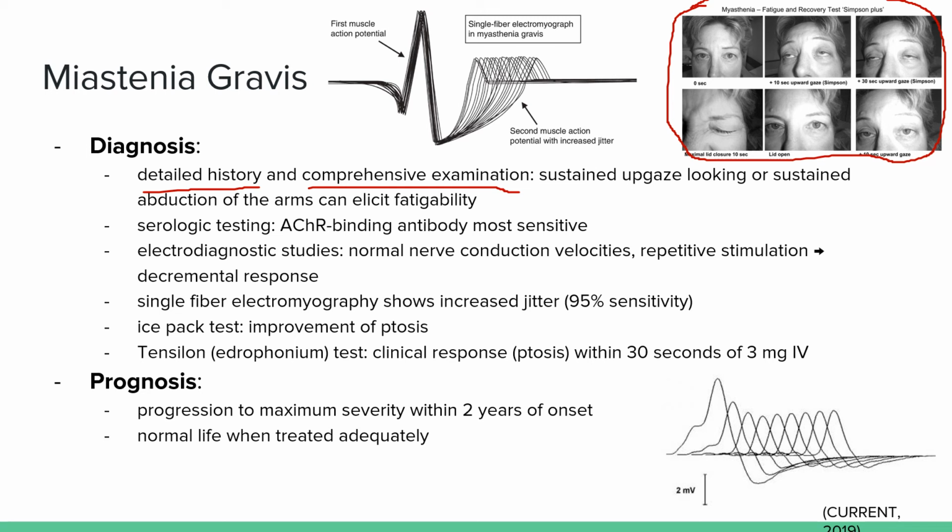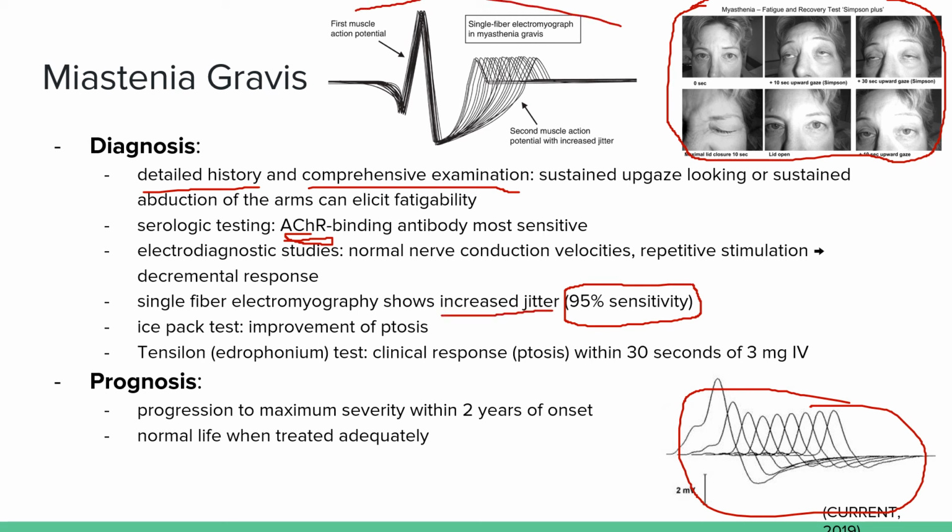There is also serologic testing looking for the antibodies, and of course the acetylcholine receptor antibodies are the most sensitive. In the electrodiagnostic studies, we expect to find normal nerve conduction velocities, but with repetitive stimulation there is a decremental response, as in this image. And single fiber electromyography has the higher sensitivity for this disease, and it shows increased jitter. This is how we see the increased jitter right here.